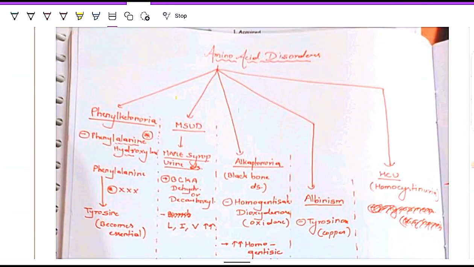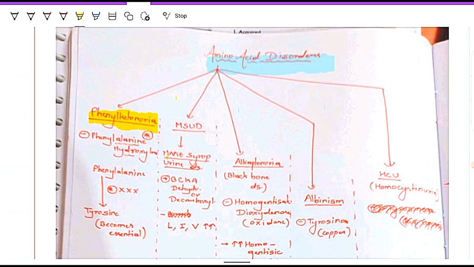Now we'll talk about another important biochemistry topic which is frequently asked in our exams, which is amino acid metabolism disorders. I have written down the content for you to make the video short. Mainly 5 types are very important and are frequently asked in exams, and they were asked even in the current NEET PG exam 2025. So the first one we'll study is phenylketonuria.